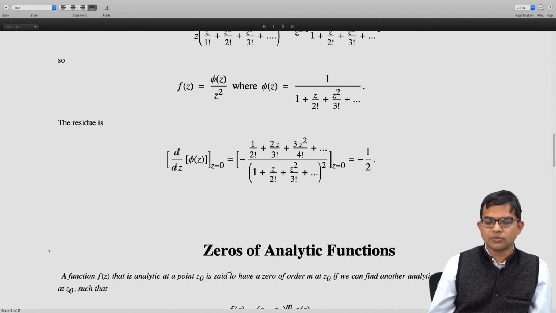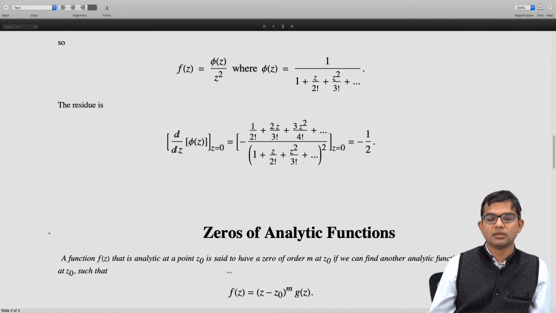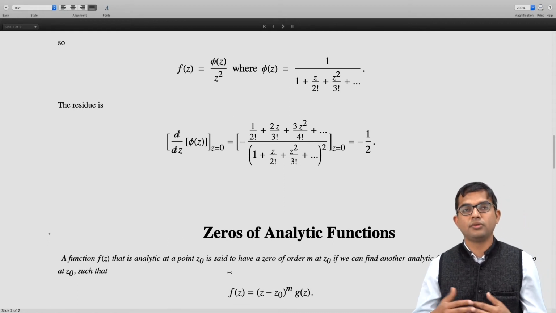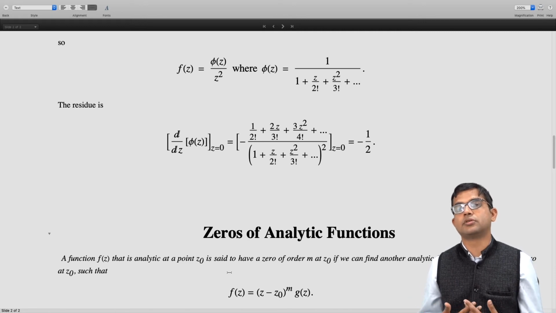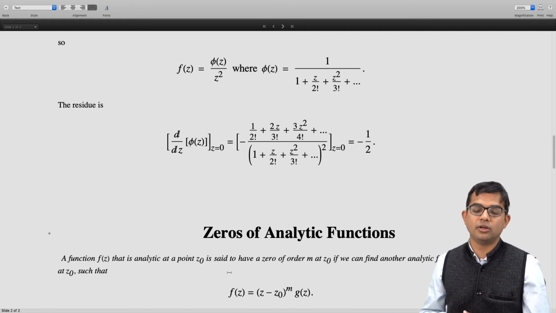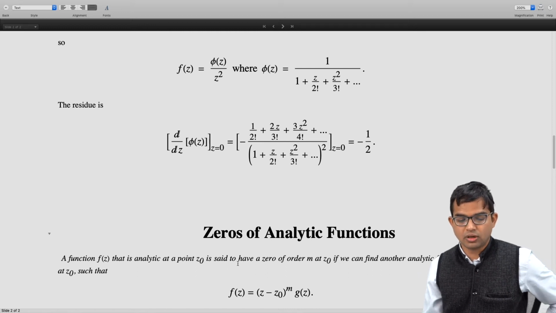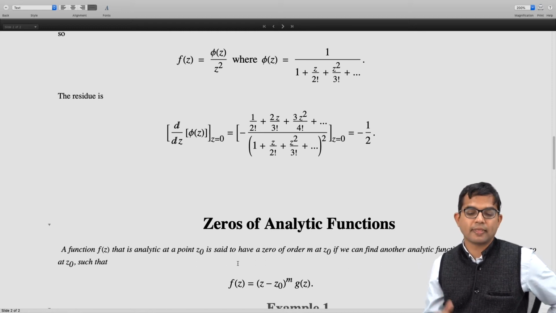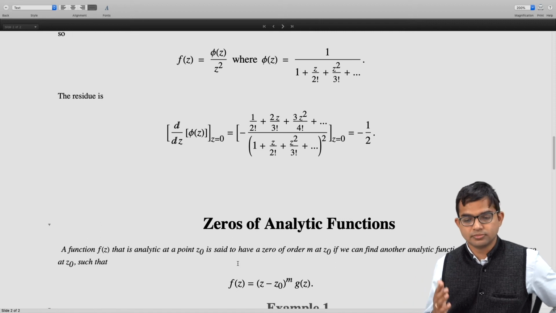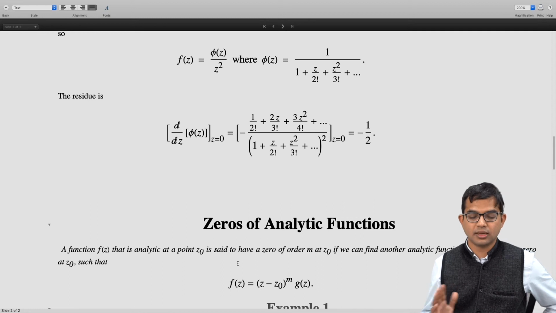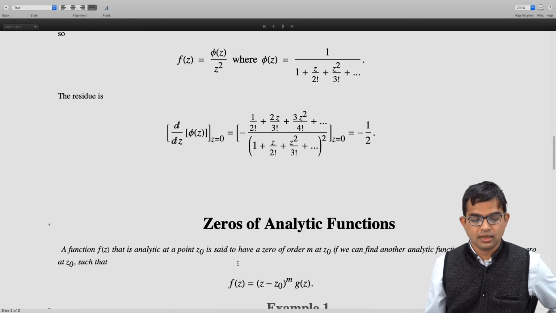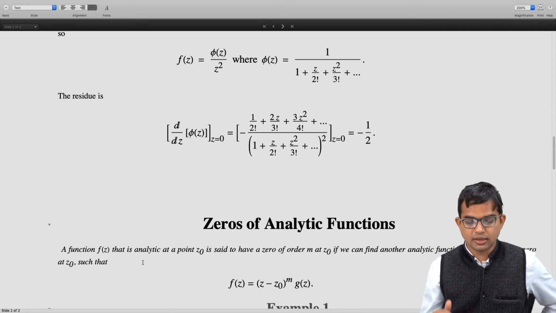Now, zeros of analytic functions are intimately connected to these poles, right? So in fact, if you look at functions which are of the form numerator divided by denominator, and if the denominator has a zero of a certain order, then that will lead to a pole of the same order, provided the numerator has no mess in it, right? So let's define this carefully.